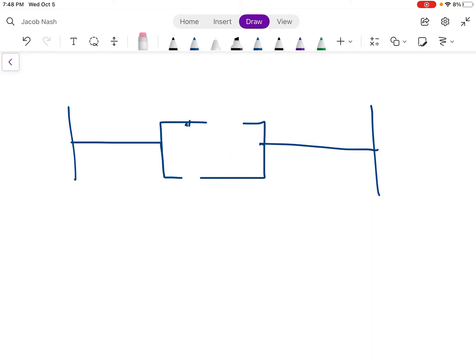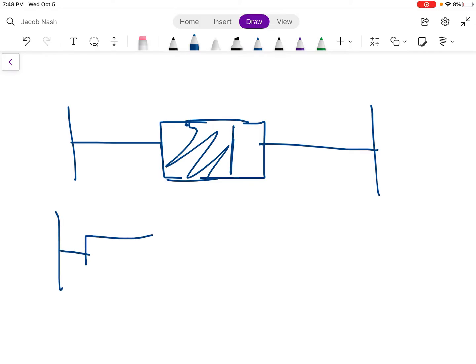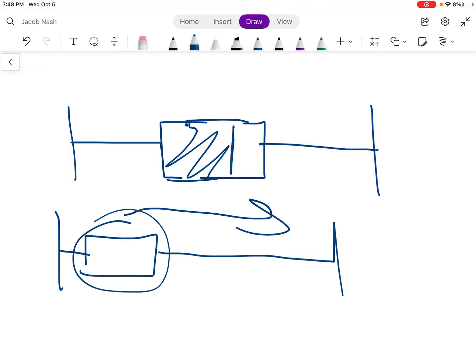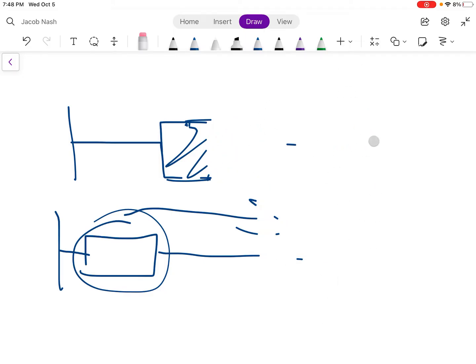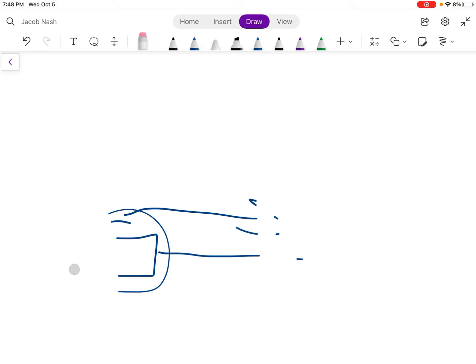Well, what about if it was like this? That means that it's skewed left. It doesn't necessarily tell you if it's skewed left or right based on whether this whole thing is shifted left or right. We're talking about where the median is. All right, so speaking of, let's talk about box plots now.